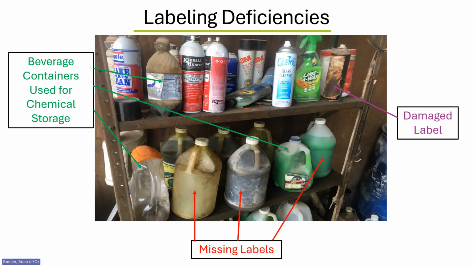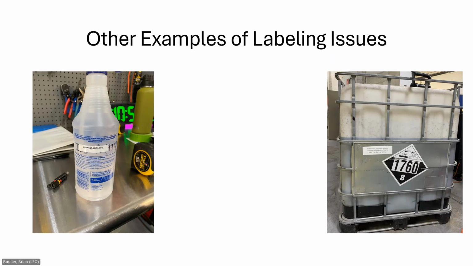We also have at least one visible container which has a label that is now damaged and unreadable, which may obscure hazards or other important information about the chemical. On the left-hand side, we see another example of a secondary container which is missing required information. The bottle contains the product identifier, but has no information regarding the hazards of the chemical.